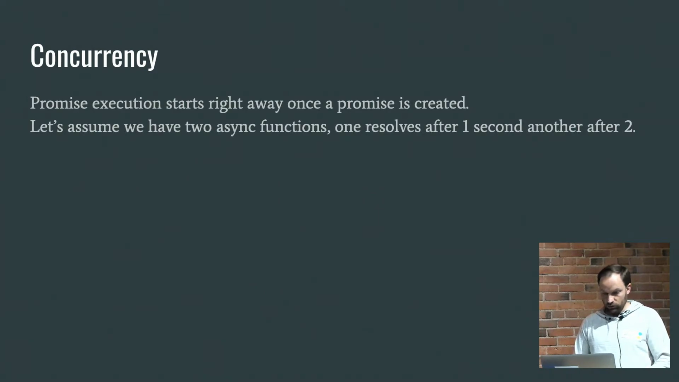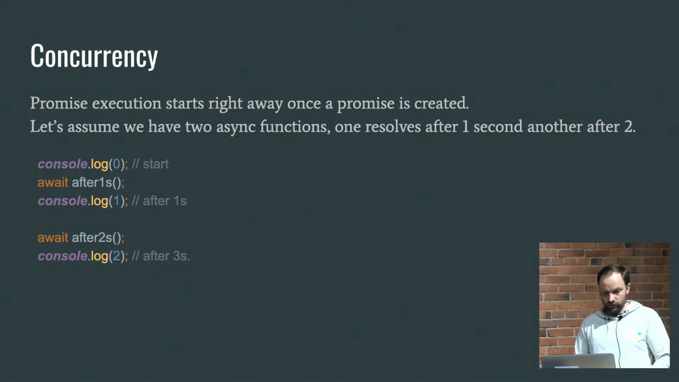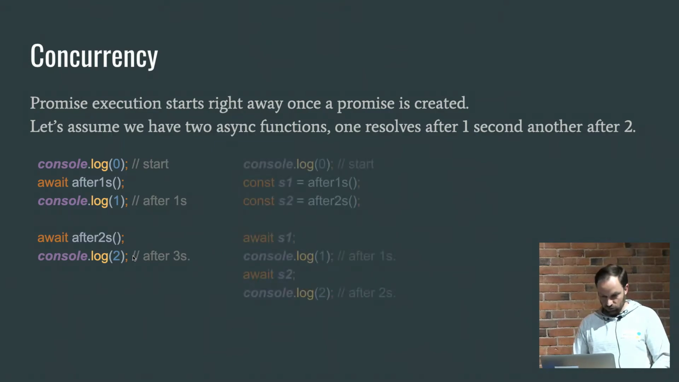About concurrency, let's say we have two async functions, one resolves after 1 second, another after 2 seconds, and we don't really care what they return. We have a console log of zero as a start, and after 1 second we have one that will be printed. Once we wait for the second one, it will happen after 3 seconds, because it is created at this moment, and after that it waits for 2 seconds and finishes.